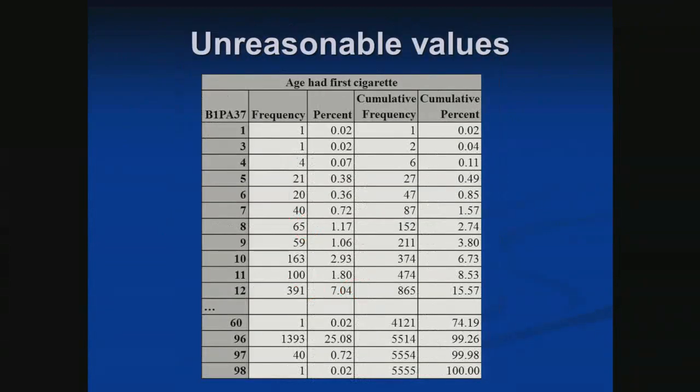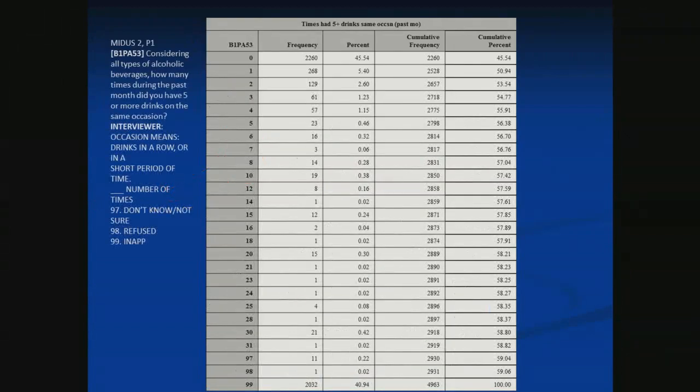Okay, and then I'll leave you off with some unreasonable values. This is the age that someone had their first cigarette. One person had a 1, right? You need to figure out what you're going to do with those. And then lastly, considering all types of alcoholic beverages, how many times during the past month did you have 5 or more drinks in the same occasion? Okay, we have 31 times. That means that they drank 5 or more drinks every single day of the month. Possible, but you've got to figure out if you're going to have some kind of cutoff or not.